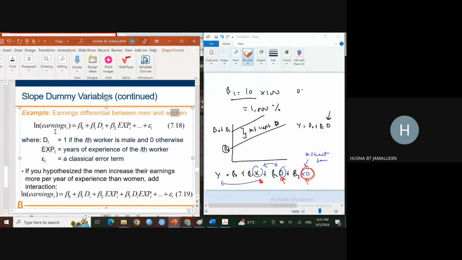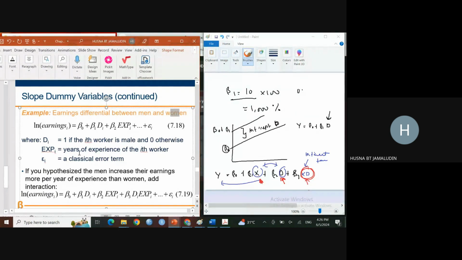Now, this is your earning, and then you have a dummy. What is the dummy? 1 if the worker is male and 0 otherwise. It is 1 because you are assuming that male will have a positive impact on the earning, not the female. That's why 1 is male. If you assume that female has a better income, then 1 is female. This is how you want to formulate the dummy. The 0 is something that you don't want to know. The 1 is your concern, your interest.